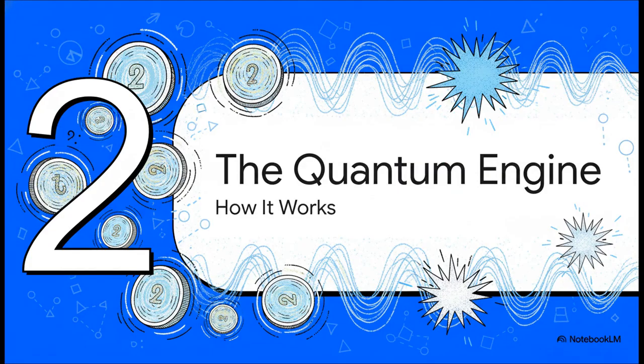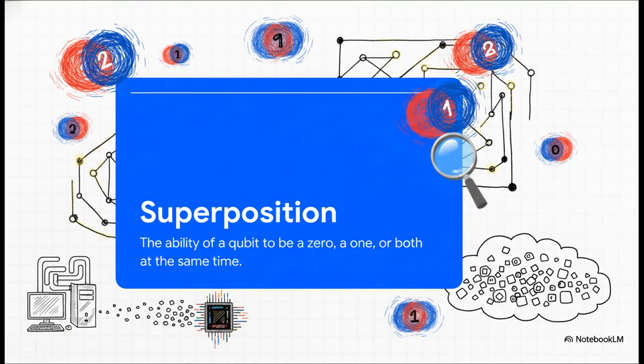Okay, so we've got this wild spinning coin. How do we actually harness its power? Well, it all comes down to two, frankly, mind-bending principles of quantum physics. These aren't just cool features. They are the literal engine of a quantum computer. First up, superposition. This is just the fancy scientific name for our spinning coin idea. Because a qubit can be a 0 and a 1 at the exact same time, a handful of them can explore millions of potential solutions to a problem simultaneously.